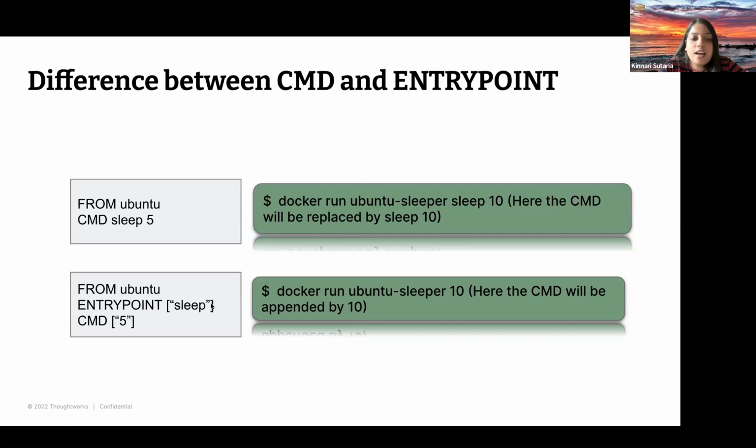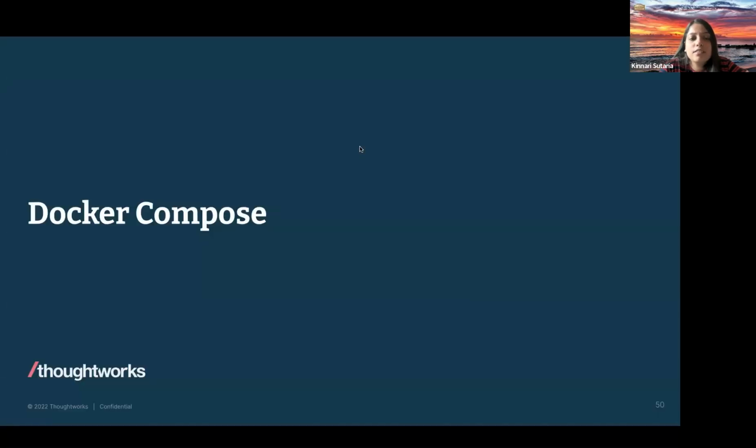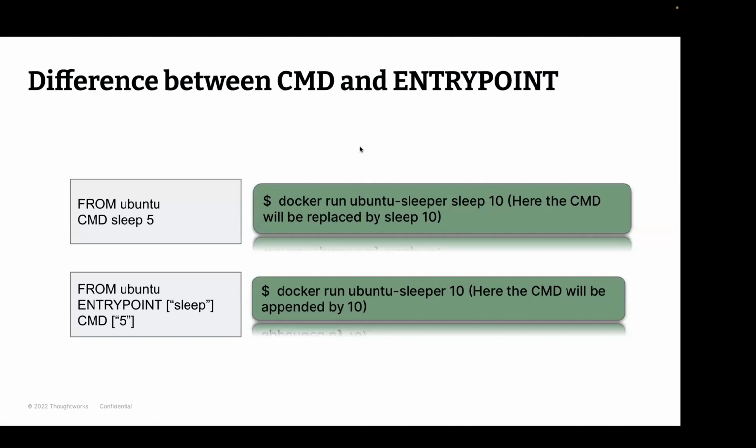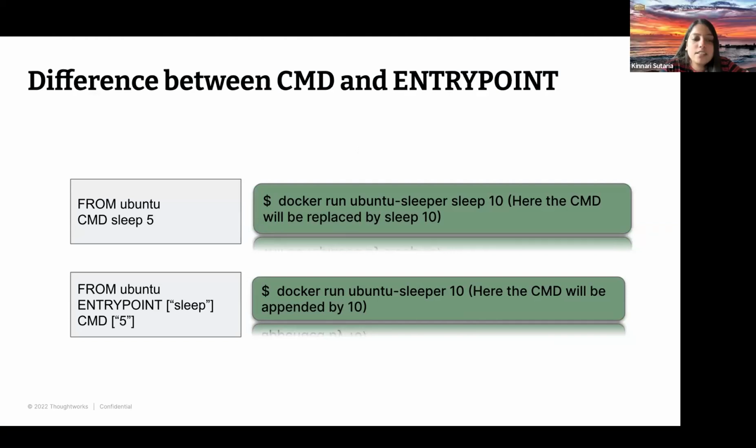So if it gets the argument from the command line, that is 10, then well and good. If it doesn't get it, it will simply take the default argument as 5. This is the difference between the CMD and the ENTRYPOINT. Any questions on this? ENTRYPOINT accepts the argument from the command line. Appending will happen, so after sleep, 10 will be appended. But in the CMD, the whole sleep 10 will replace it.